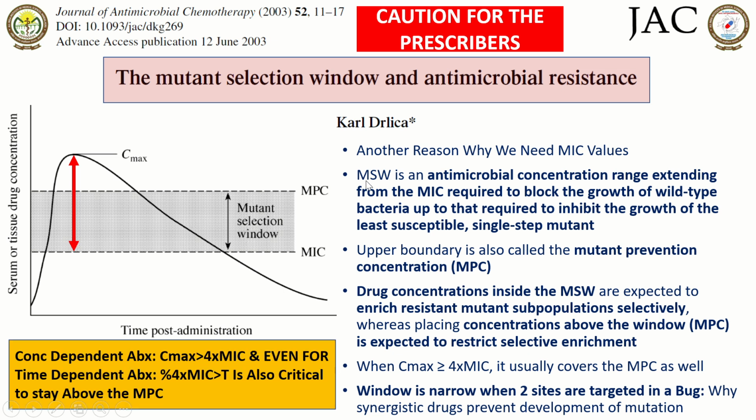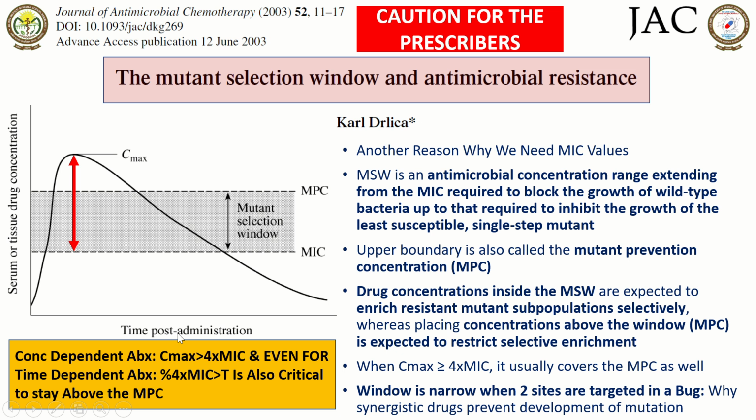So the mutant selection window is an antimicrobial concentration range extending from the MIC required to block the growth of wild type bacteria up to that required to inhibit the growth of the least susceptible single step mutant. Somewhere over here, there will be one or two mutants which will have higher MIC values than the remaining part of the actual strain. So that means we have to have a higher concentration.